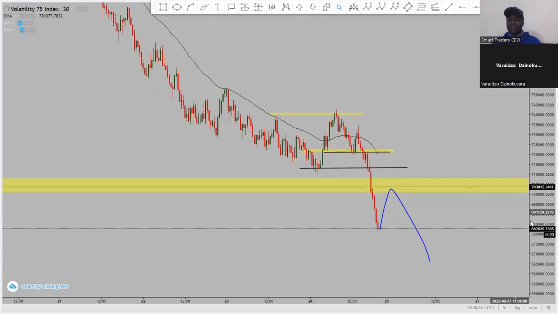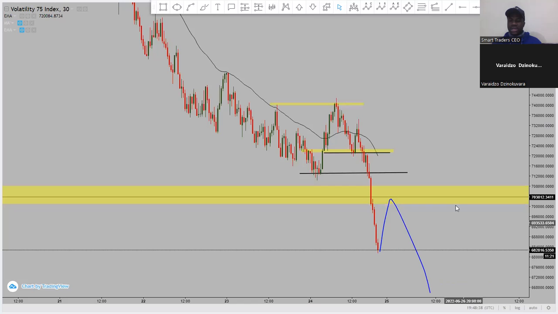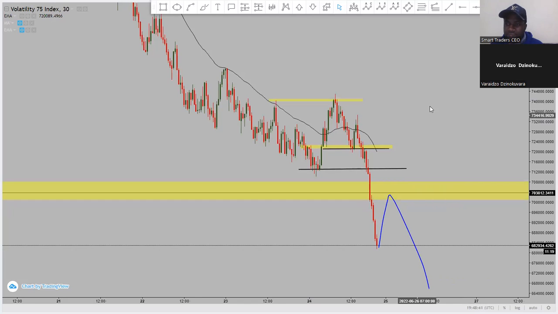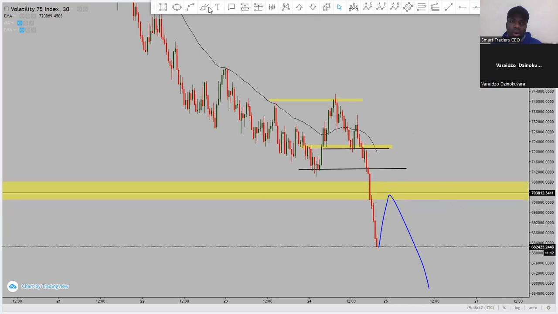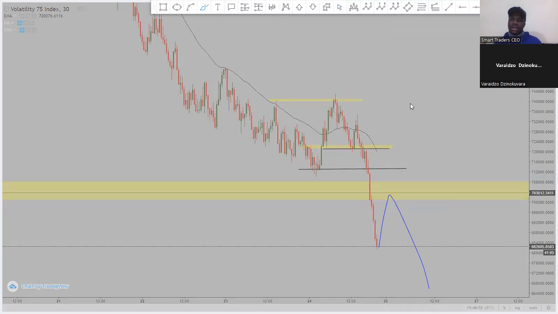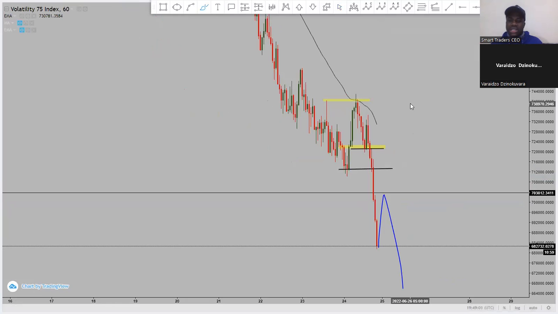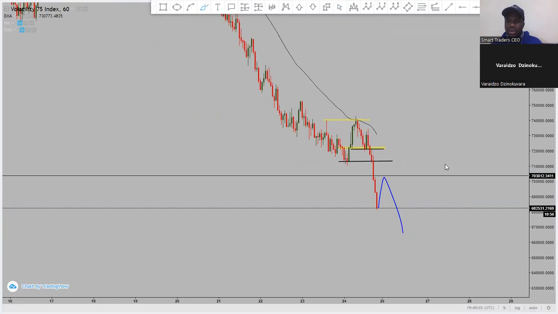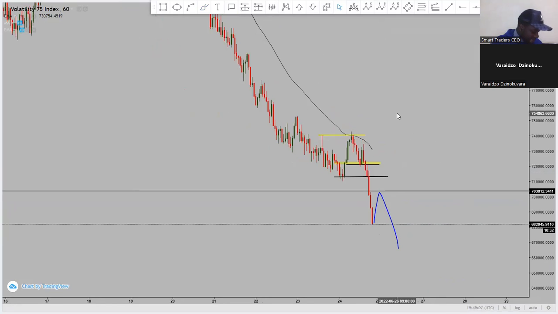So I believe you are getting something out of this. So now pull back either here or here. That is what we are currently looking at right now. A pullback. Once we get the pullback, we simply enter all the way to that trend line. Yes, so I hope everything is clear. No questions?